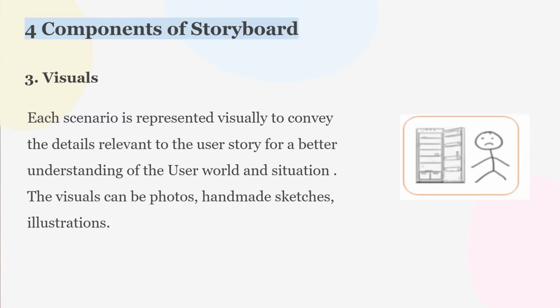Just by reading the user scenario, the other person should be able to understand what the storyboard would be talking about. Moving ahead to component number 3, which is to add visuals. Each scenario is represented visually to convey the details relevant to the user story for a better understanding of the user world and the situation. You can simply take some images online, or you can simply sketch the visuals just enough so that the other person can understand the context of the user environment.